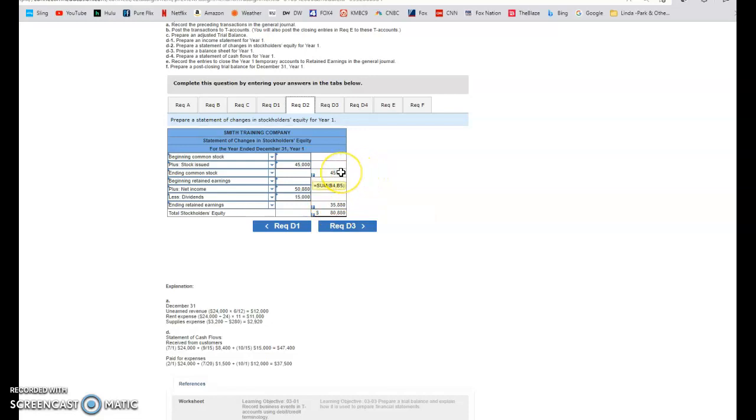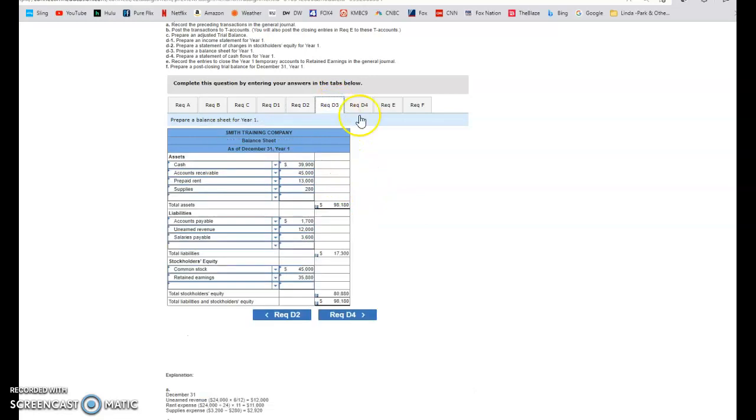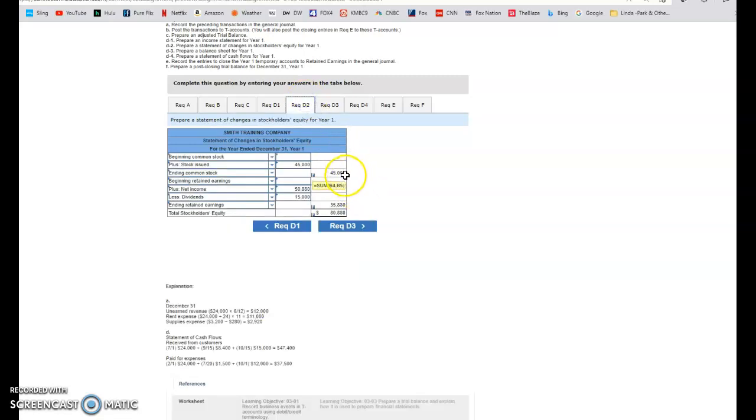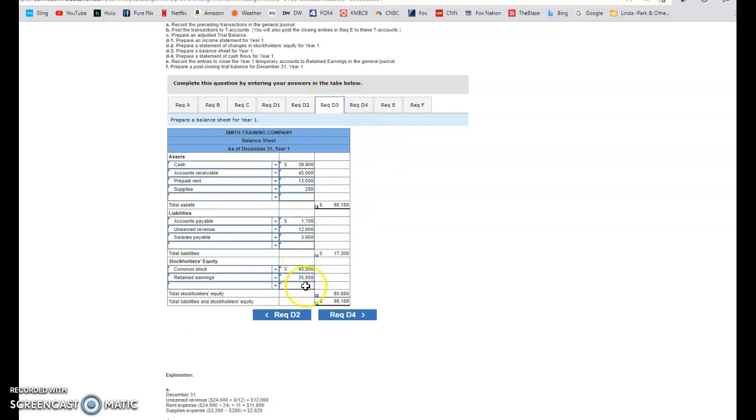So I'm going to add ending common stock to ending retained earnings to get total stockholders' equity. Now remember, ending common stock and ending retained earnings will go forward to the balance sheet. The balance sheet has the assets, liabilities, and stockholders' equity. Here's our common stock and retained earnings. Just to refresh our memories, the 45, 35, 880. We plug those in here.